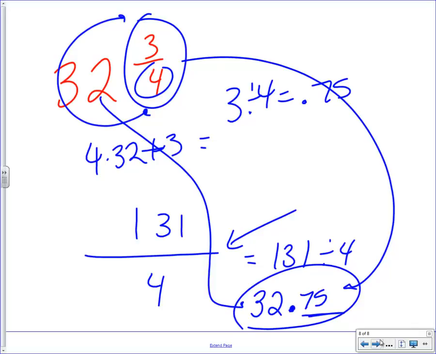If what I just explained doesn't make sense, then use the backwards C format that we've been talking about and go through this step right here to get your 131 and divide it by 4, and you're still going to get the same answer, okay?